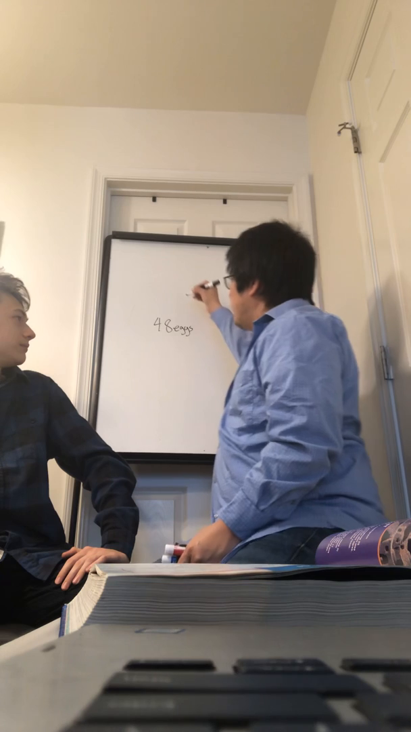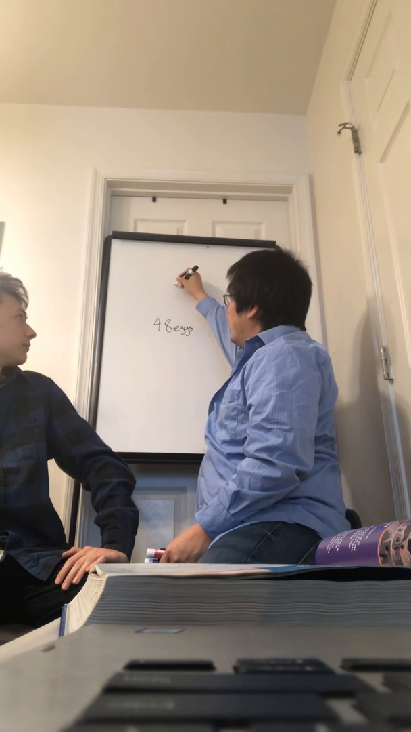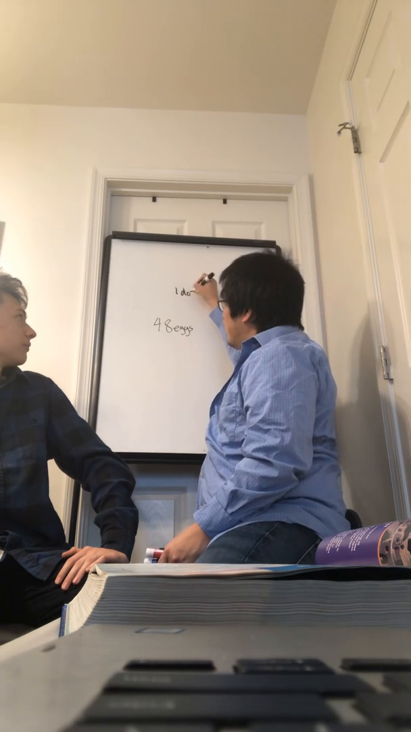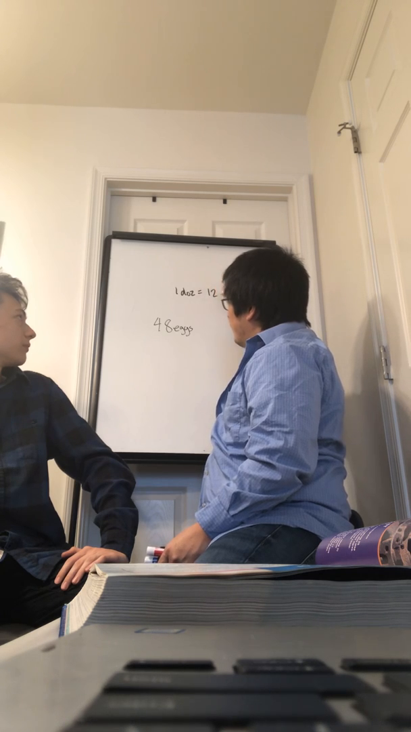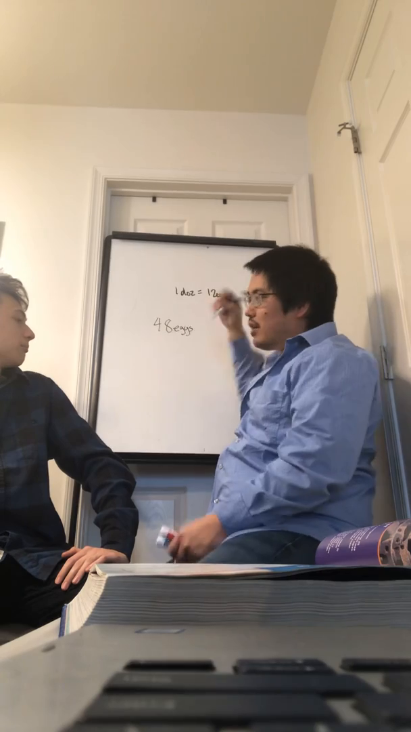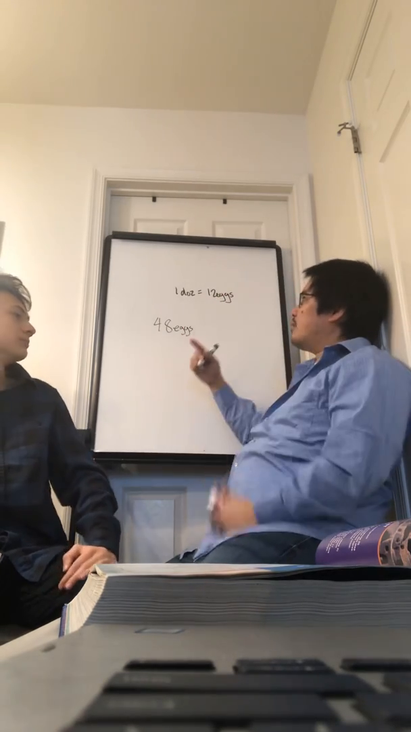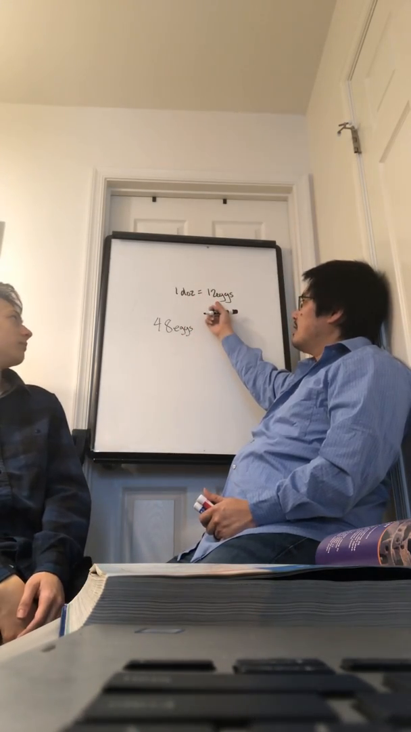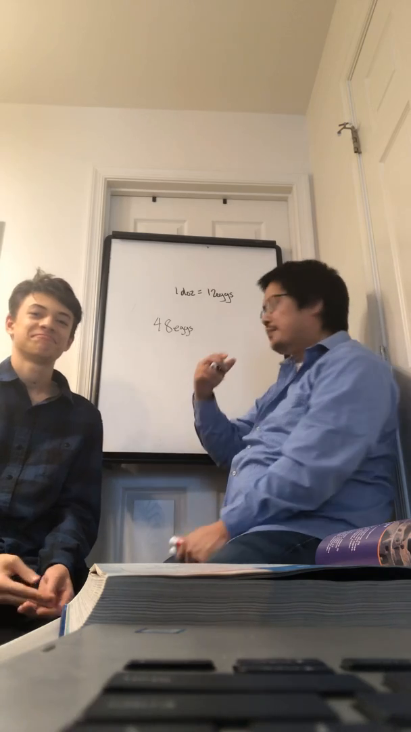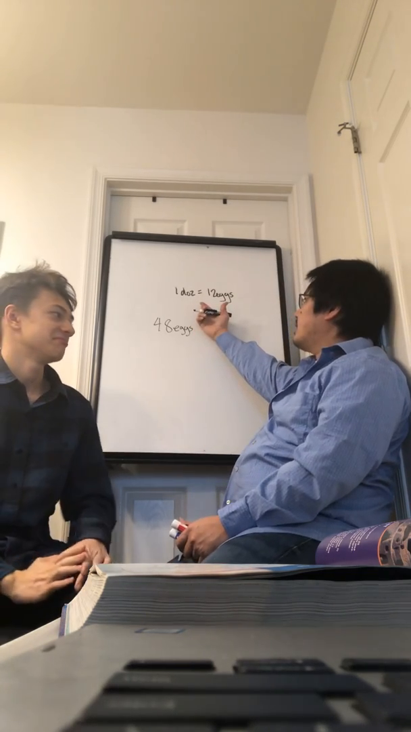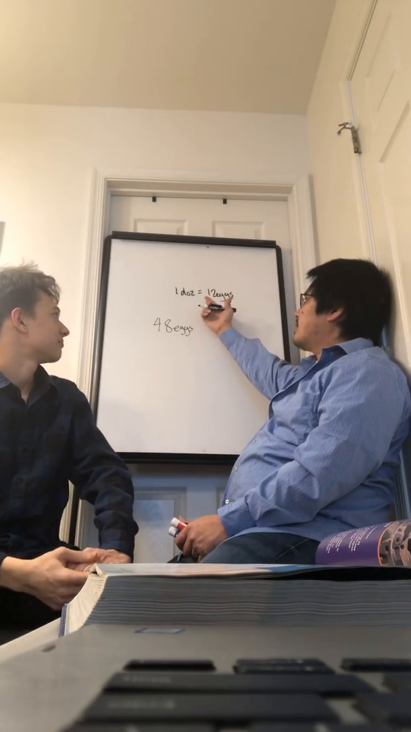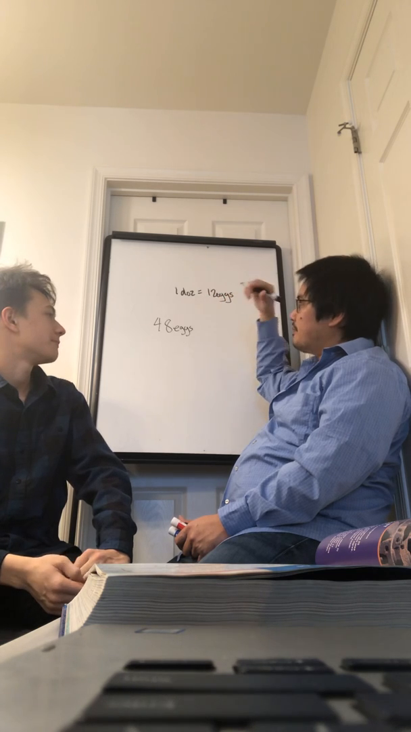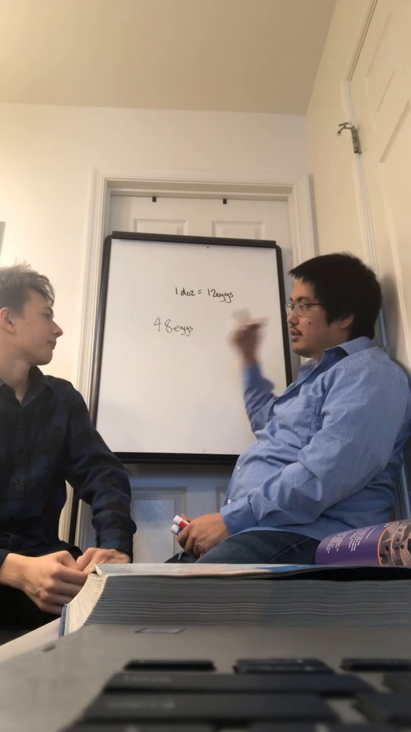Well, what you would do is use the fact that 1 dozen eggs equals 12 eggs, E-G-G-S. Right? 1 dozen equals 12. And whenever we have an equal sign like this, did you guys do unit conversions yet? No, I don't think we did. Okay. So whenever you have an equal sign like this, we'll set up a conversion factor that you can use.